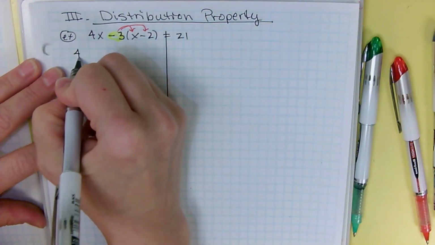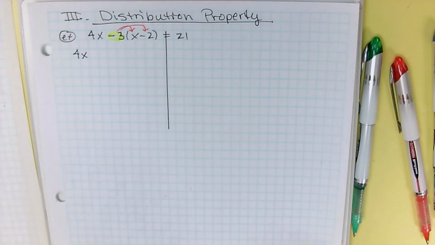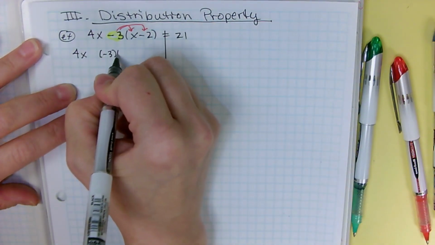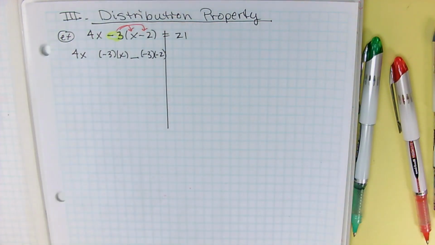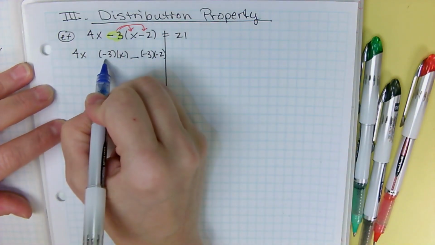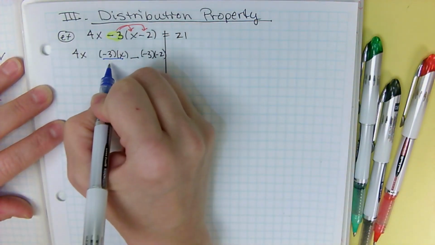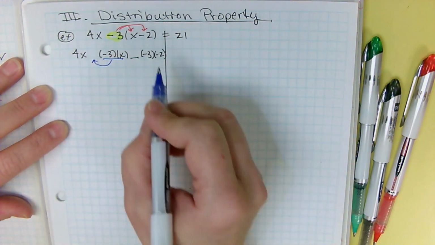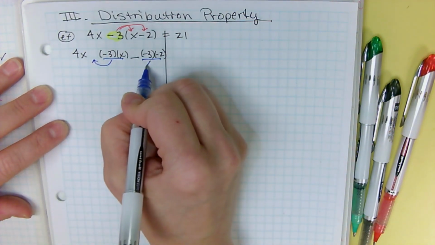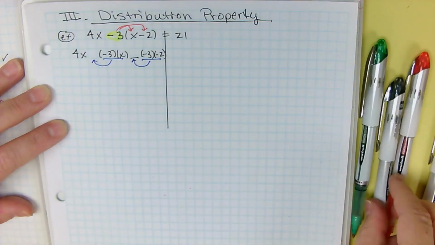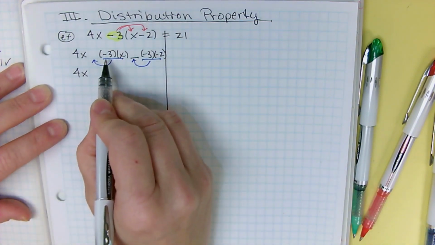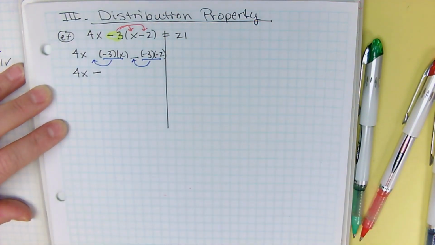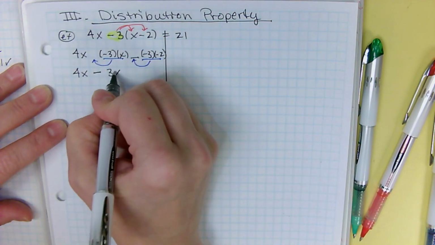All right, so put the 4x out front. And then I'm going to show you the work. Negative 3 times x, leave a space, negative 3 times negative 2. Whatever sign you get off of these two goes in between. So recopy your 4x. A negative times a positive is a negative. The negative goes there. 3 times x is 3x.